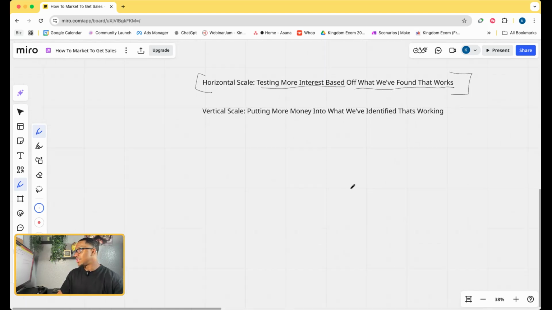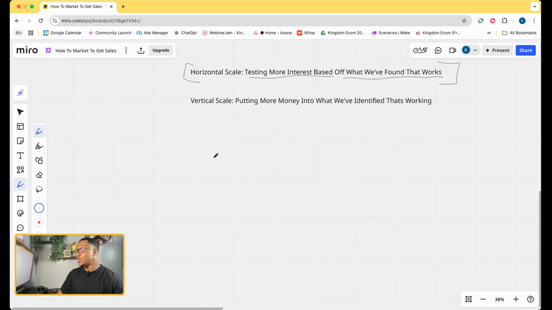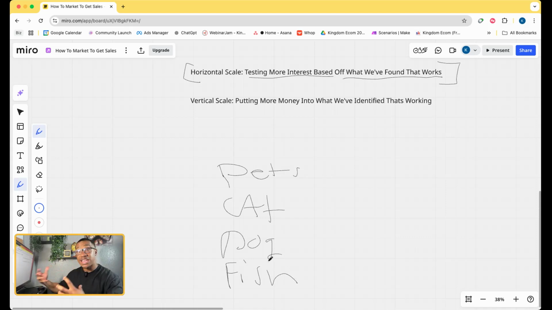Okay, so let's say, for example, an interest that did well was pets. Pets did well. What other interests are surrounded by pets? We can do cats. We can do dogs. We can do fishes. So we start testing more interests like pets. You know what I'm saying? So that's how we do our horizontal scale to find more interest.